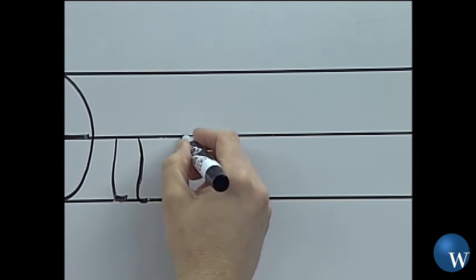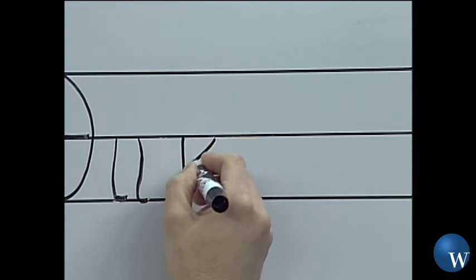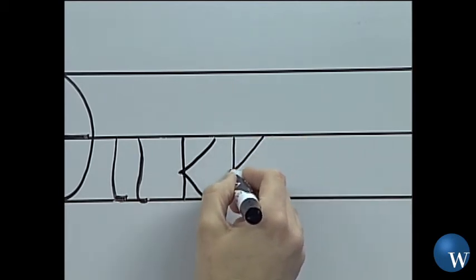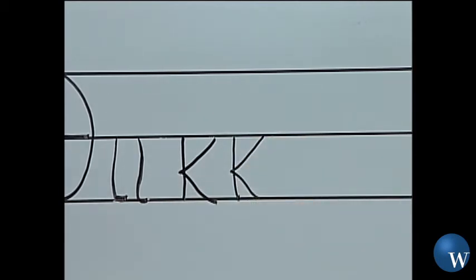Let's go to the board and notice how this kappa is made, just like this. Okay, just like that. Okay, kappa, K. All right, go back and look at it. There it is again. Good. Kappa.